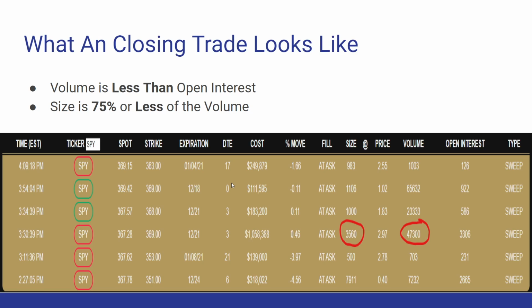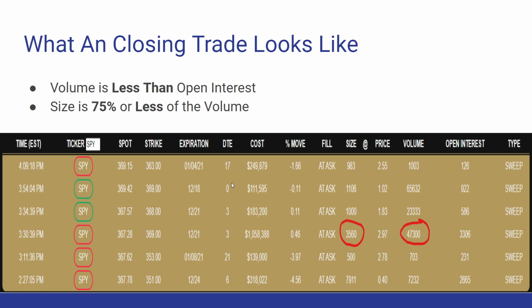And then the second criteria that I look at to determine if a position is a closing position is the size to volume relationship. If I see that the size is much less than the volume, then I think it's a closing position. That means there's not much aggression there.